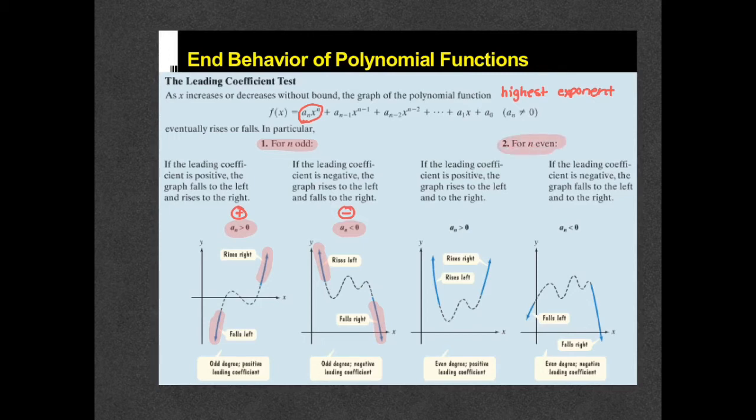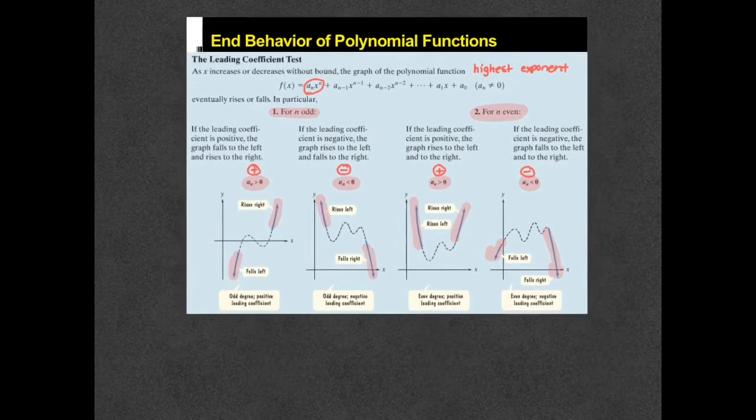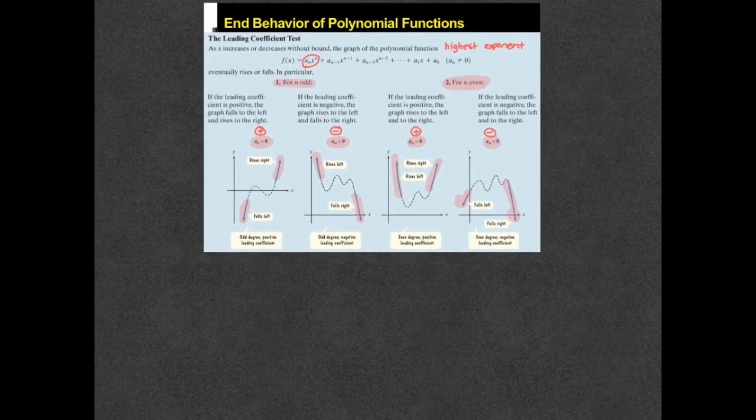For n being even, so if the highest exponent is even, they will either both point up or both point down, just like a parabola. If the a, or the number on the front of it, is positive, then they're both going to point up. Both are up this time. If the a is negative, so the number on the front is negative, then they both point down. So again, we're going to look for the highest exponent and the sign in front of it.